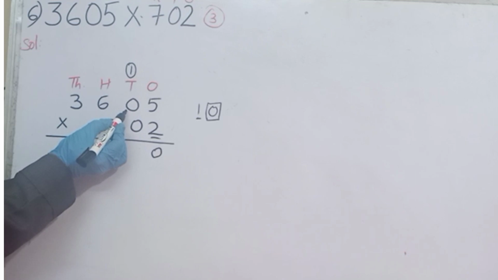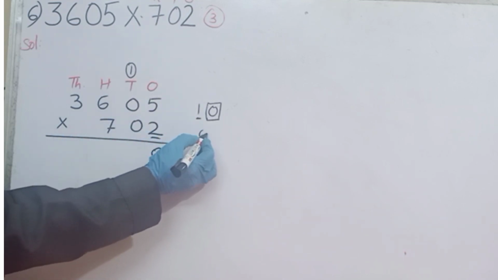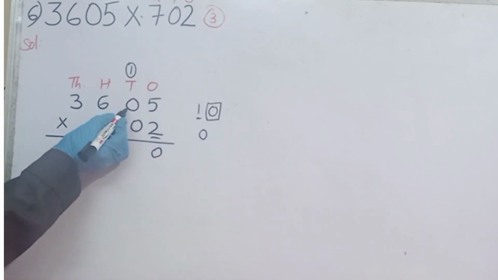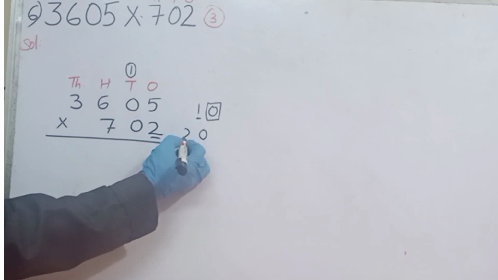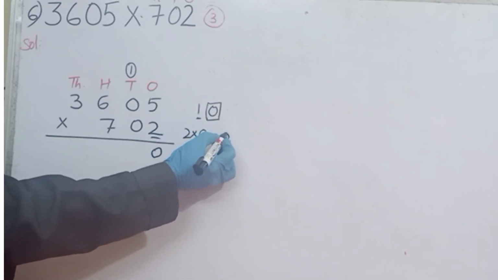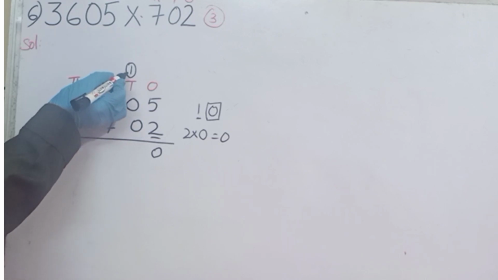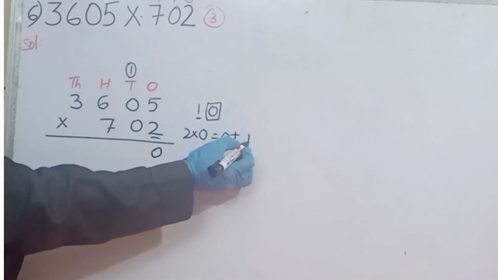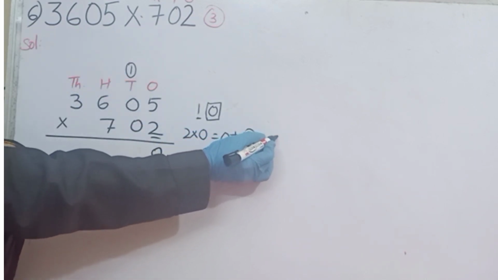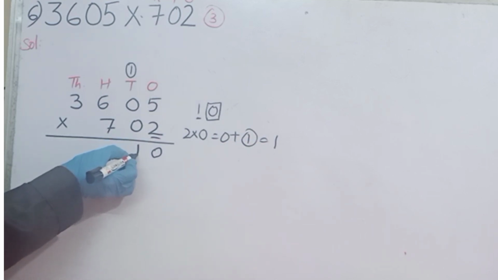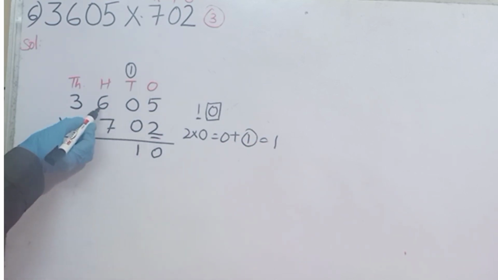Now 2 zeros are what, students? 0. 2 into 0 is 0. Okay. 2 zeros are 0. So in this 0, what do I have to do? I have to add this carry 1. So 0 plus 1 is 1. We'll get 1 here. Now 2 6s.